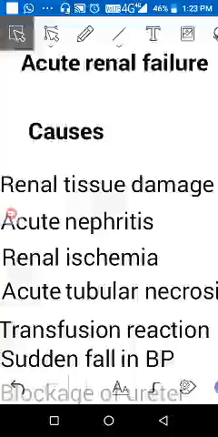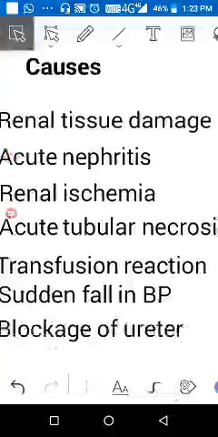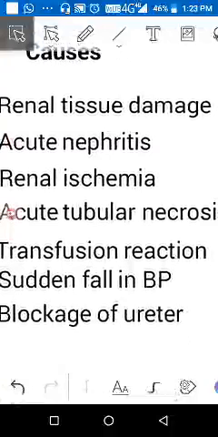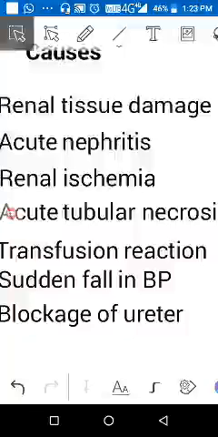So it is renal ischemia. And next one is acute tubular necrosis. What is necrosis? Necrosis is the cell death.